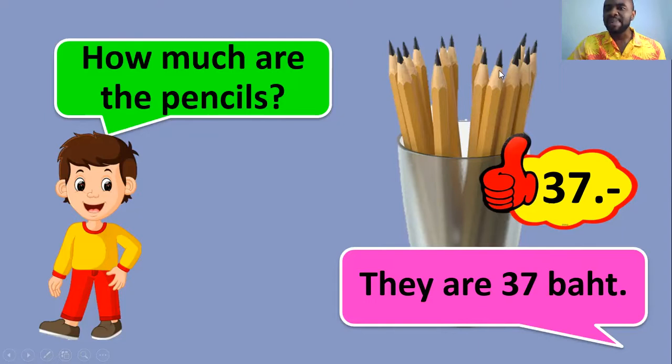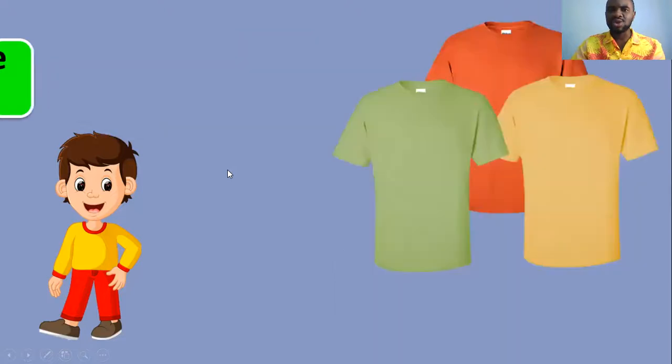How many pens? 1, 2, 3. How much money? How much? Money. How much? Okay. How many numbers? We count. 1, 2, 3, 4, 5. How much is money? How much? Okay. You have to know.